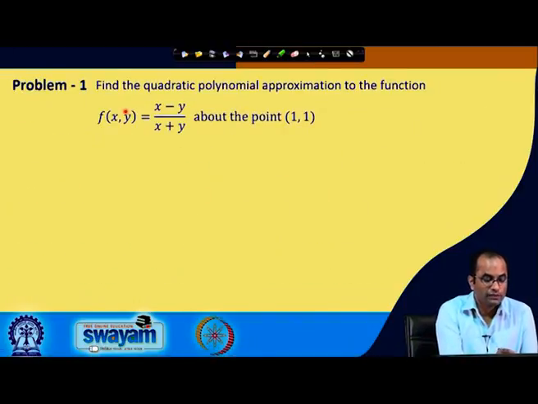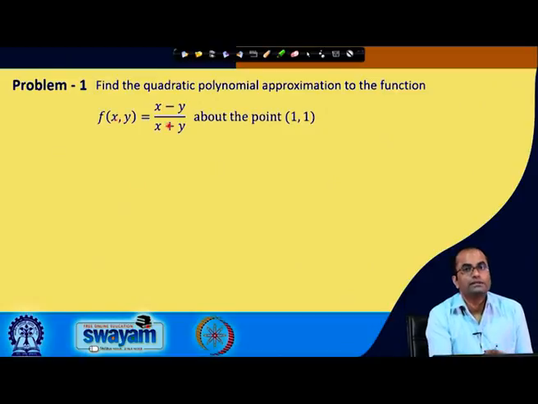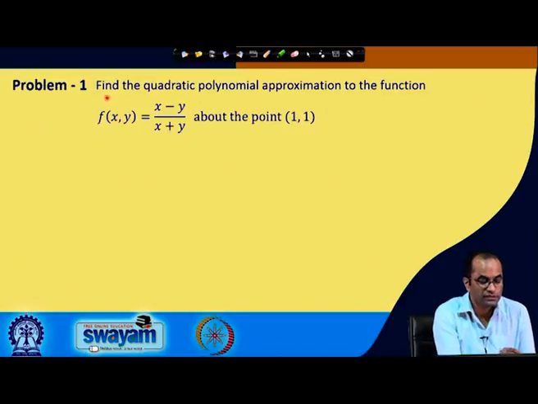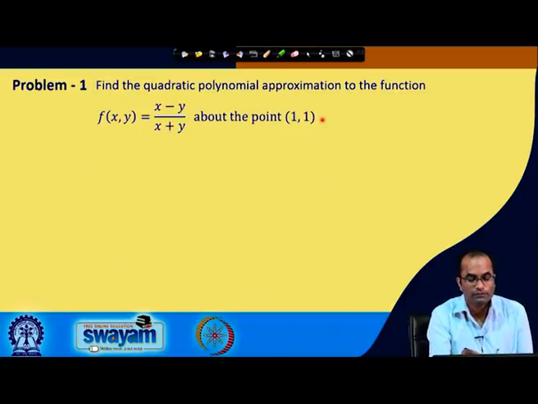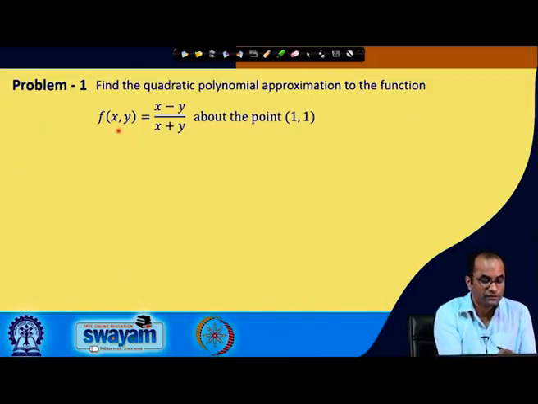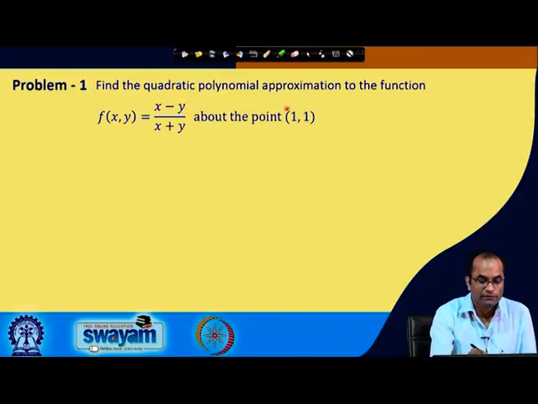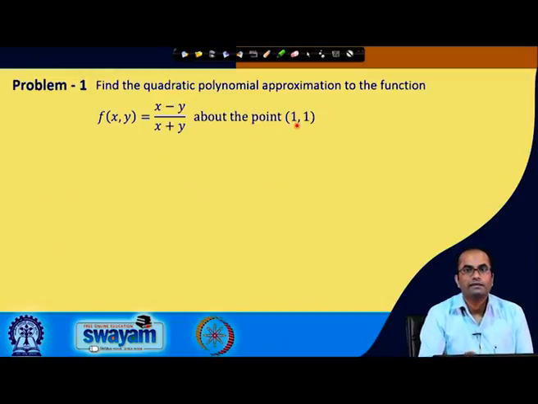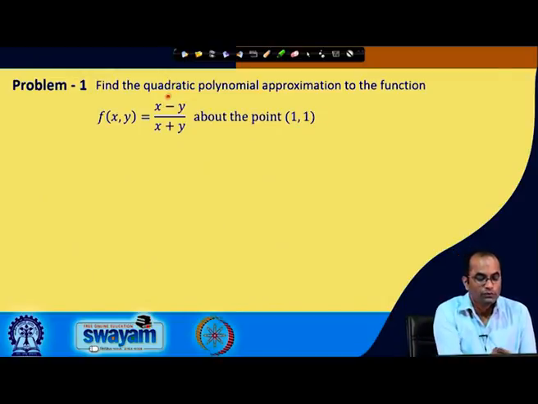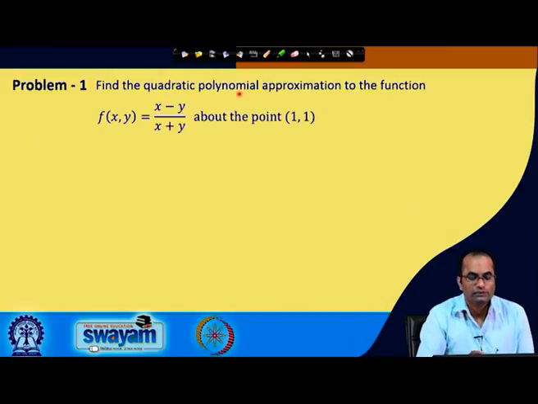So we have now some problems based on this Taylor's expansion. The first one is to find the quadratic polynomial approximation of the function f(x, y) equal to (x minus y) over (x plus y), around the point (1, 1). So we are not writing the whole Taylor's theorem, but only the quadratic polynomial that approximates it.